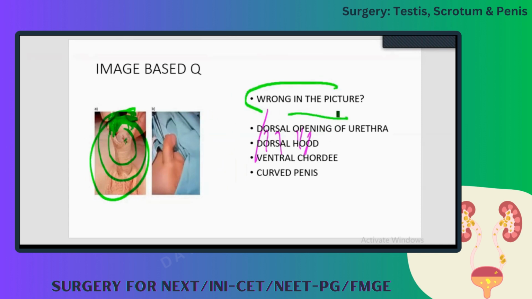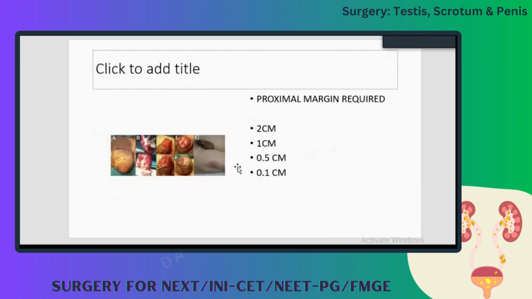So, what is wrong in the picture? There is a dorsal hood, there is a ventral cord, that curvature is there, the penis is curved. Is the opening on the dorsal side or the ventral side? It's a ventral opening. Hypospadias is ventral. It is below. So that is the answer. And finally, what is the proximal margin required?